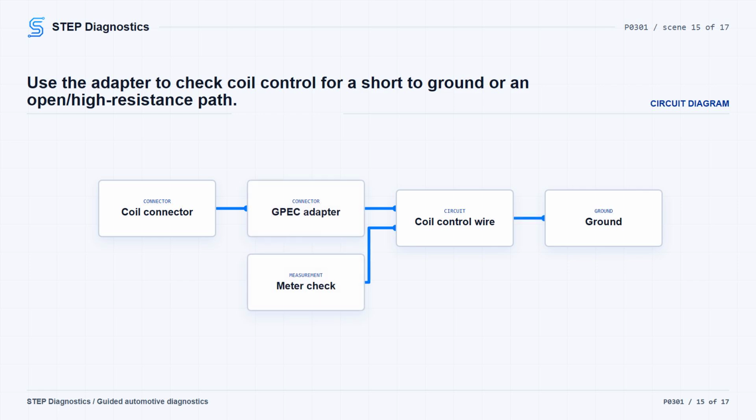For an open circuit check, measure resistance in the coil control circuit between the ignition coil connector and the adapter. The resistance must be below 3.0 ohms. If it is not below 3.0 ohms, repair the open or high resistance in the coil control circuit and verify. If it is below 3.0 ohms, continue.